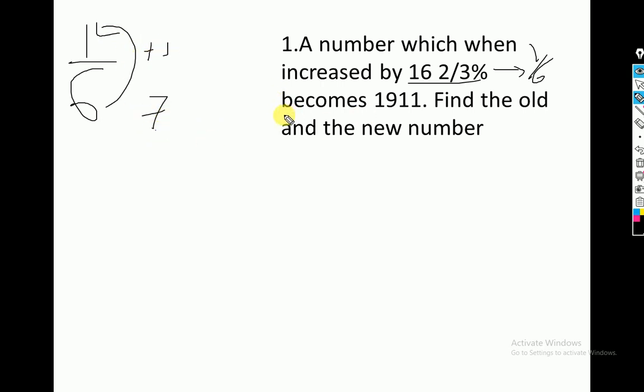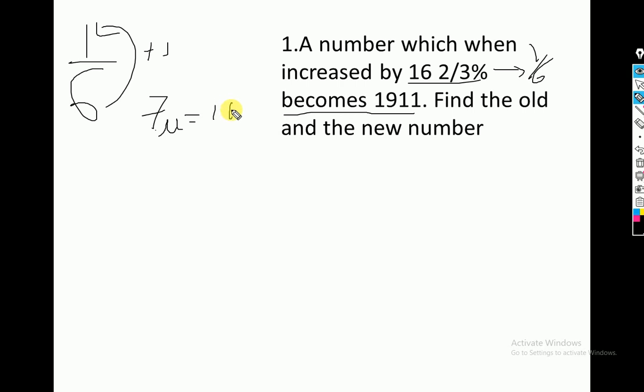But it says here after adding it becomes 1911. So these are all in units. This is just ratio, right? So this is not the original number, but we assumed the number to be 6 and then we added 1 unit. So the total becomes 7 units, but here it says it becomes 1911.